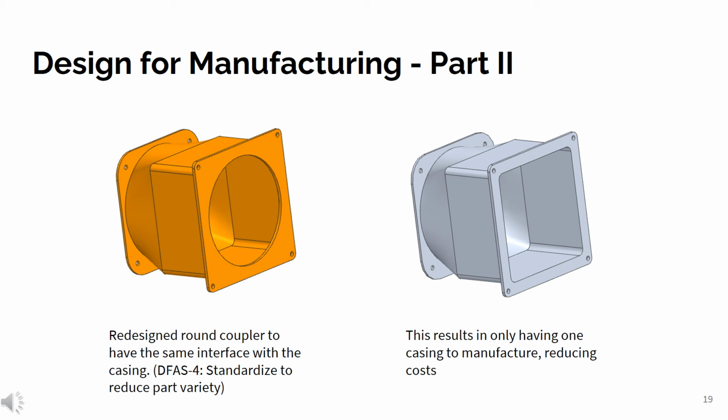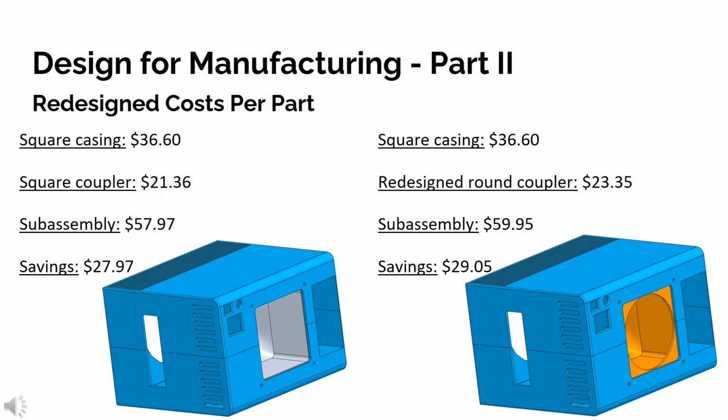So we redesigned the round coupler to have a square interface with the casing, so that the square coupler and the round coupler are both compatible with the square casing. As you can see, this resulted in pretty large savings of around $30, which is just under a third of the original cost. This is largely due to the fact that we completely eliminated the round casing and we're able to produce more parts with the square casing. We're producing relatively low numbers of parts for injection molding, and so the majority of the cost for these parts comes from the cost of the mold, and by eliminating the round casing, we're able to completely eliminate a mold that we had to create.